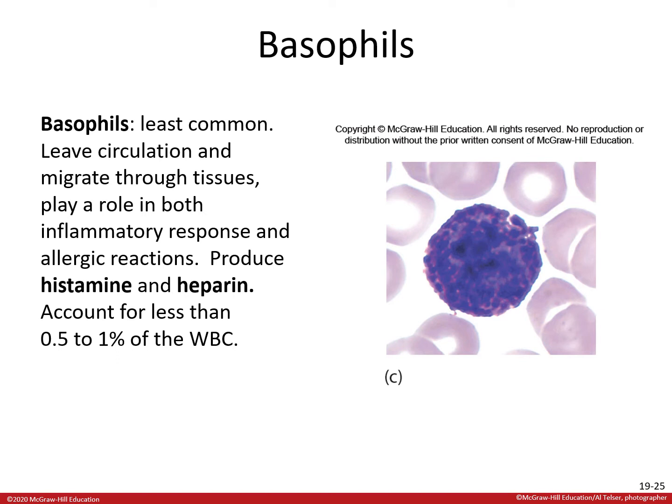They are going to leave circulation and migrate through your tissues and play a role both in inflammatory response and allergic reactions. These are going to be the white blood cells that are producing your histamines and your heparin. So basophils are going to be relatively prevalent when it comes to seasonal allergies, if you will.